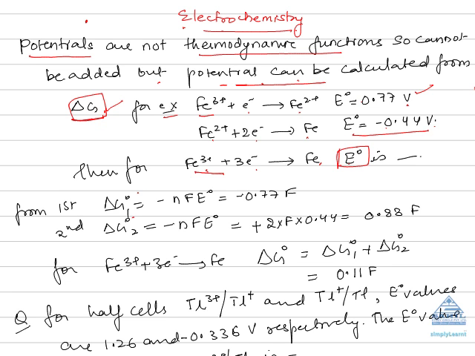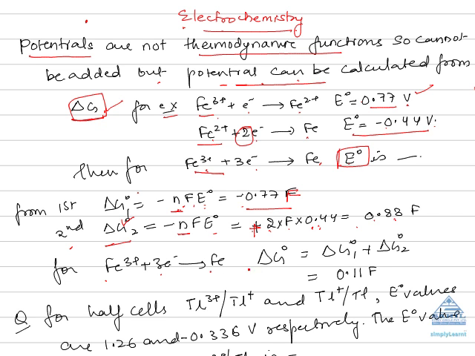So delta G0 for the first equation is minus nFE0, where n is the number of electrons Fe3+ is gaining, so it is 1. Minus 1 into F into E0 value 0.77 volt, so minus 0.77 Faraday, where F is the Faraday constant. Now for the second case, delta G0 is equal to minus nFE0, where n is the number of electrons gained by Fe2+, that is 2. So 2 into F into minus 0.44, minus minus becomes plus, so it is plus 2 into F into 0.44, which is calculated to be 0.88 Faraday.